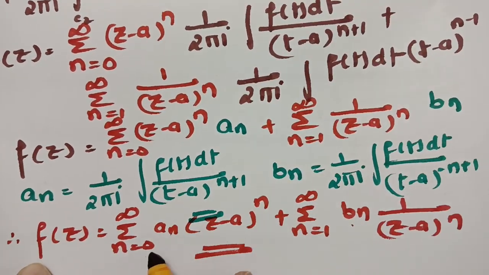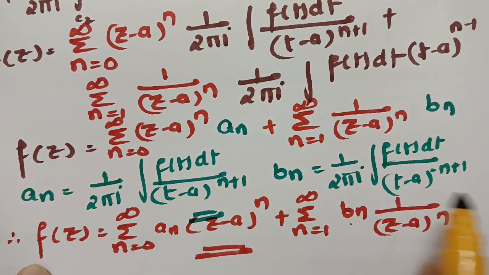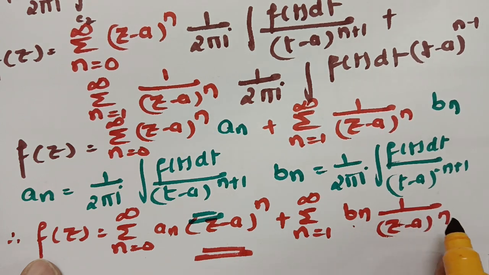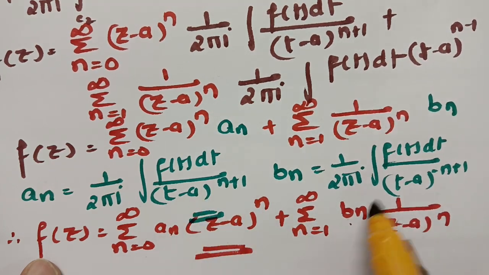So f of z is equal to sigma n equals 0 to infinity a n (z minus a) power n, plus sigma n equals 1 to infinity b n by (z minus a) power n, where a n is this one and b n is this one.